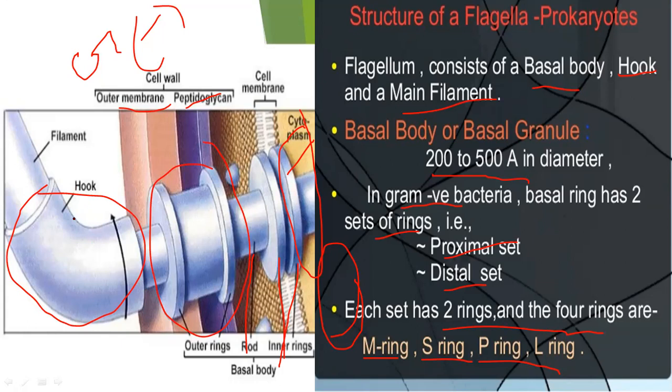Then the filament is a hollow structure which originates from the hook, and it is composed of the globular protein flagellin. The flagellin is twisted around, like the structure of DNA, to form a helical structure, but deep inside the core is empty. Several intertwined chains of flagellin form a helix around a hollow core.